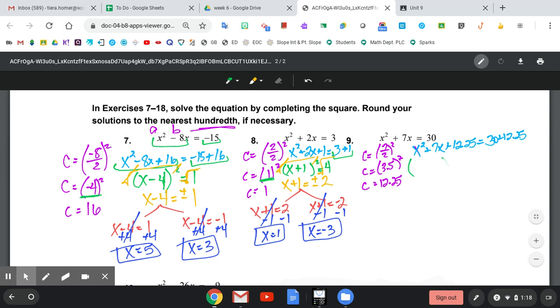I'm going to factor my left side. The variable we're using is an x. The number I squared to get my c was a 3.5. So I'm going to add 3.5. Then on the right, I'm going to add these two numbers together. So 30 plus 12.25 would give me a 42.25.